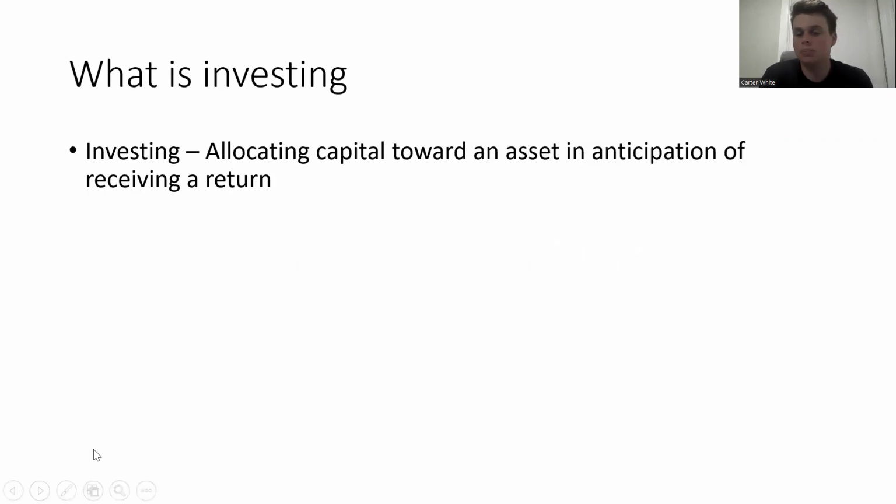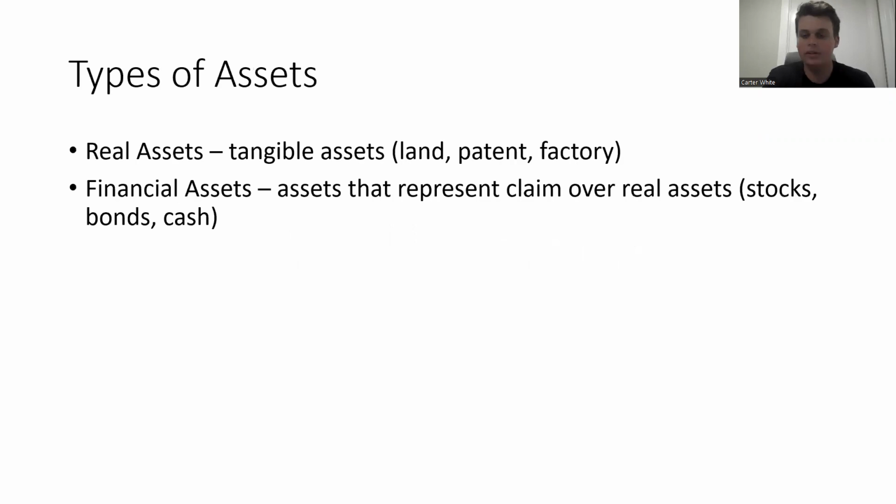So what is investing? Put simply, investing is allocating capital toward an asset in anticipation of receiving a return. And there are two kinds of assets. You have real assets, which are tangible assets, the kind of assets that a company owns, like land, patents, or a factory. And then you have financial assets. And these are assets that represent claims over real assets, so like stocks, bonds, or cash.